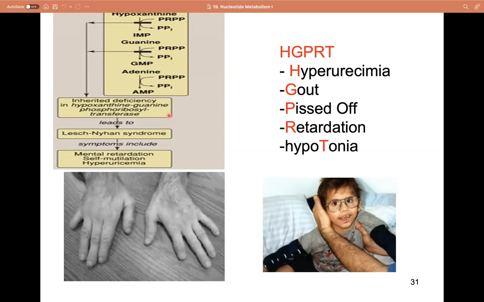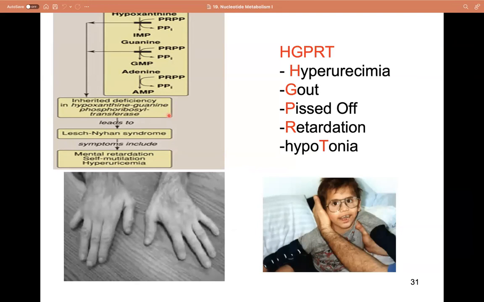This is an X-linked disorder. It doesn't say in your slides here, but it is an X-linked disorder. So what that means is typically these patients will be male. It is X-linked recessive. So these patients are usually going to be male.